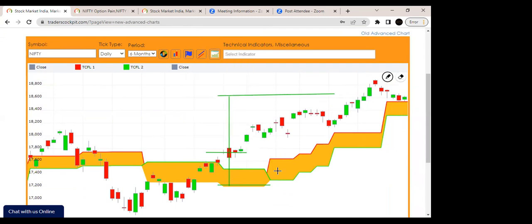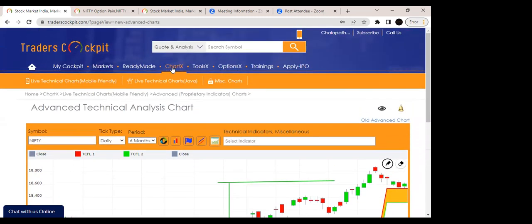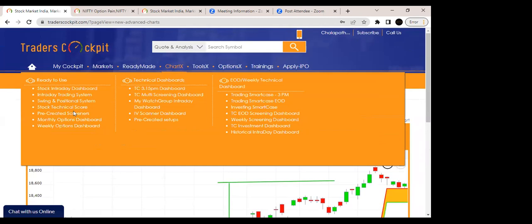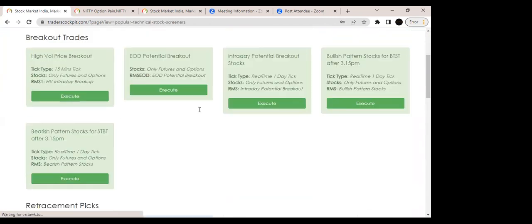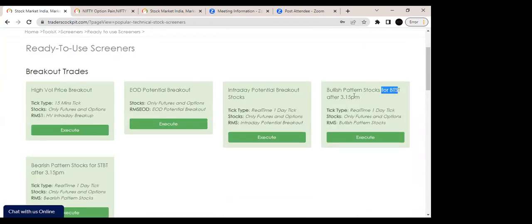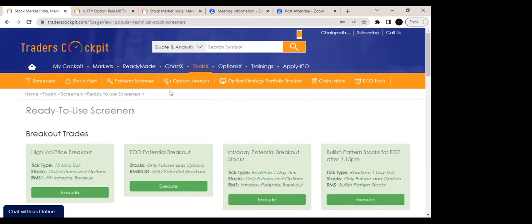And for STBT, we have some scanners also. Let's say ready-made, click on pre-created scanners here. Here you can see the stocks for BTST at 3:15 and STBT at 3:15. These scanners will help you identify potential stocks for BTST and STBT. We have multiple setups where you can identify stocks for trading setups, positional or intraday. Hope you understood.